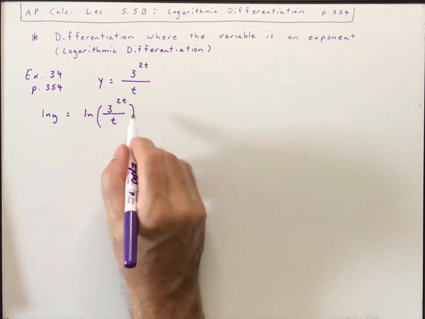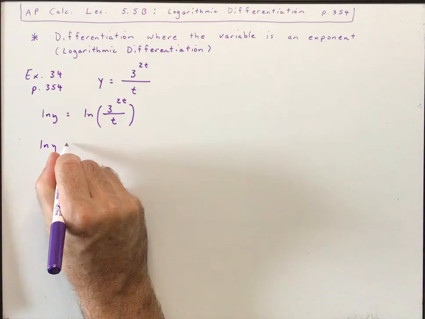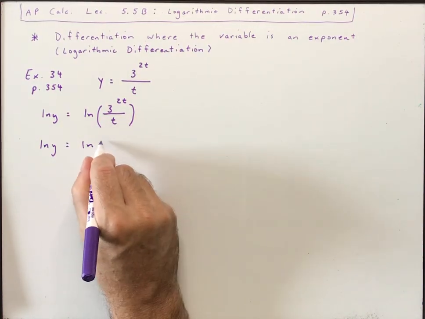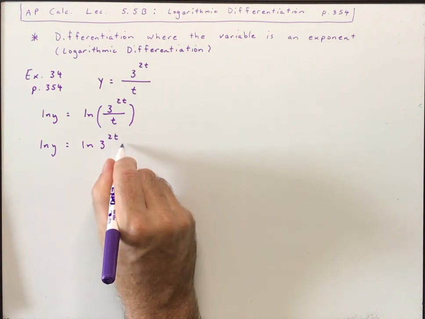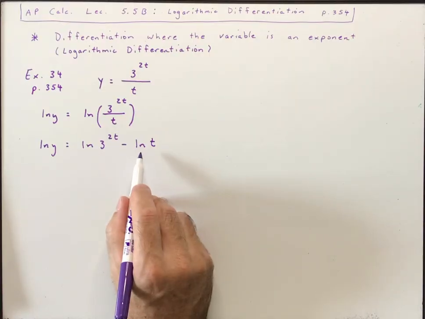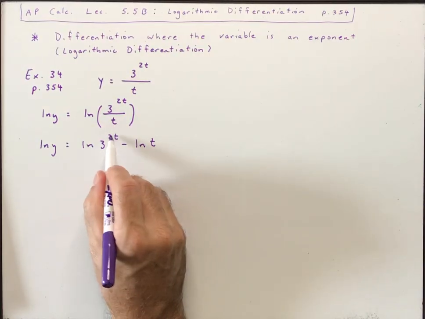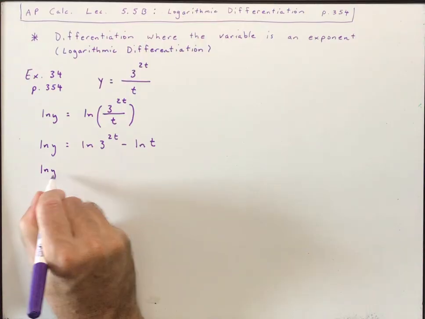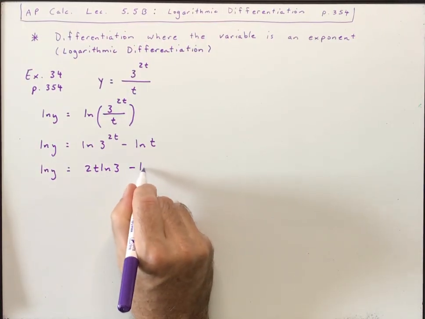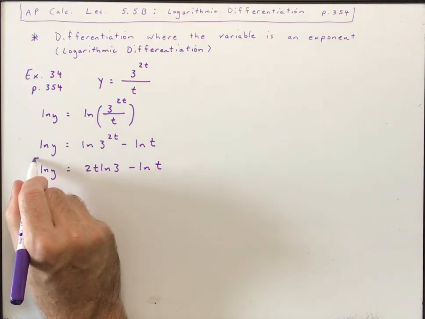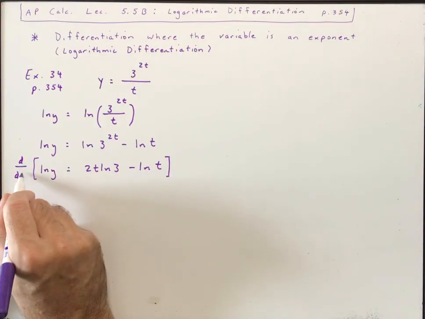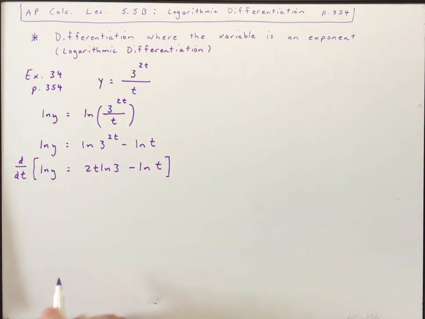All right, so I'm going to simplify using the properties of logs. So this is division, so I can have natural log of 3 to the 2t minus the natural log of t. And rewrite it like that. Get rid of that fraction. Now I can bring the 2t out front. So natural log of y is equal to 2t natural log 3 minus the natural log of t. I've got it where I can now differentiate with respect to t.